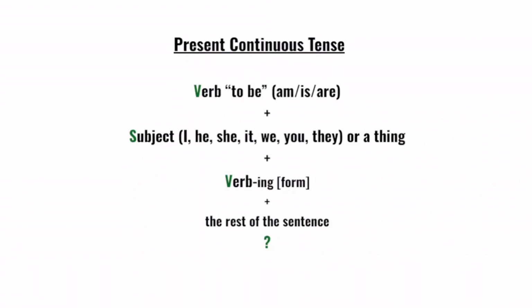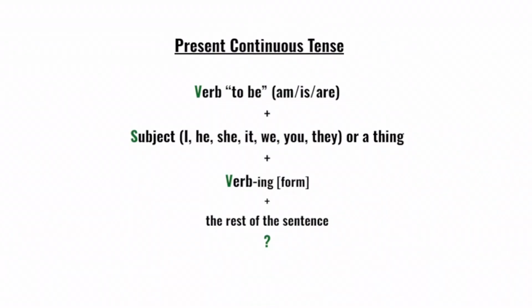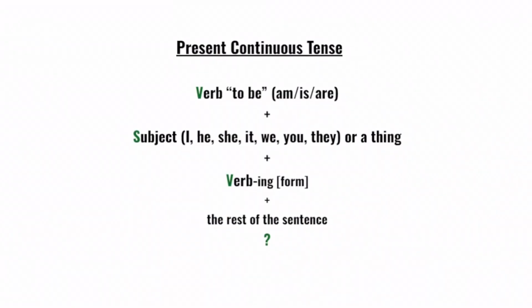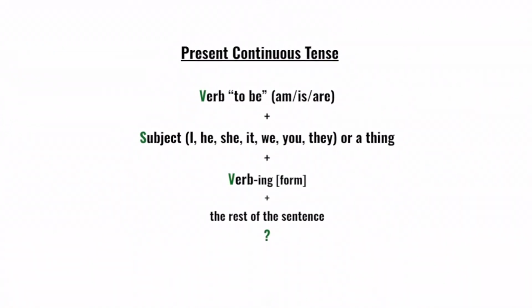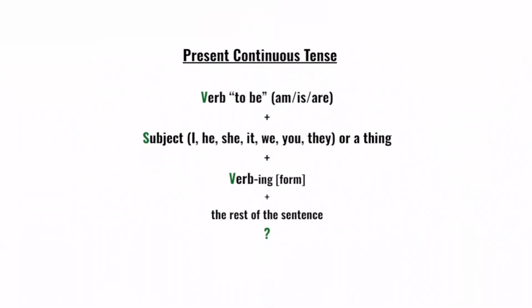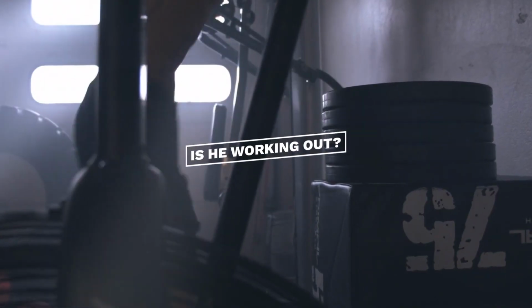A structure for interrogative sentences. To form questions in the present continuous tense, use this structure. Am, is, are, plus a subject, plus verb with ing form, plus the rest of the sentence, and of course a question mark. Let's look at some examples.